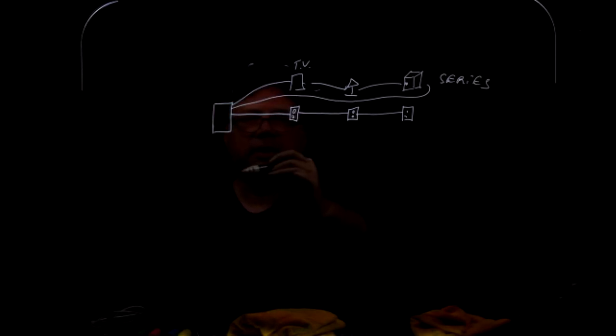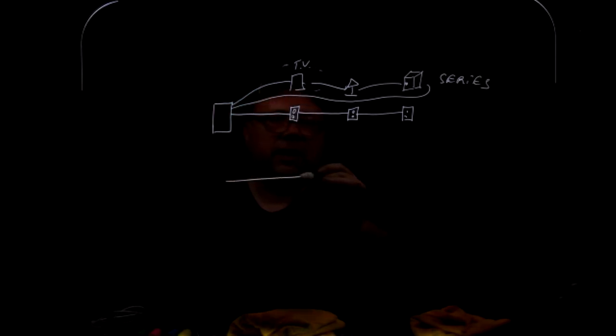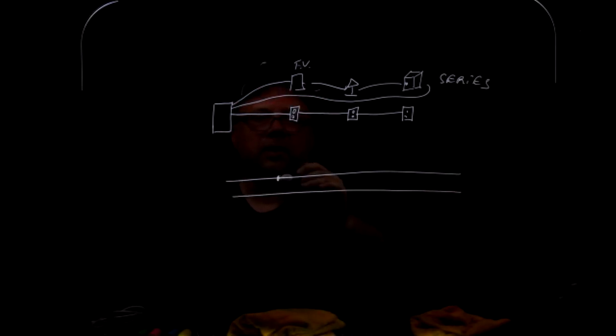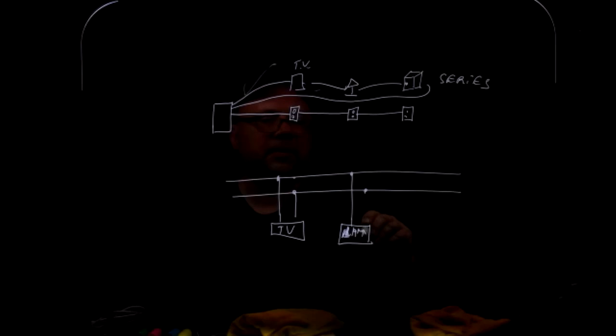So now we're going to have a parallel configuration. There would be two current carrying conductors. From here one goes into your TV, and there's another one that goes into your lamp. And there's another one, and that is going to go into your fridge.